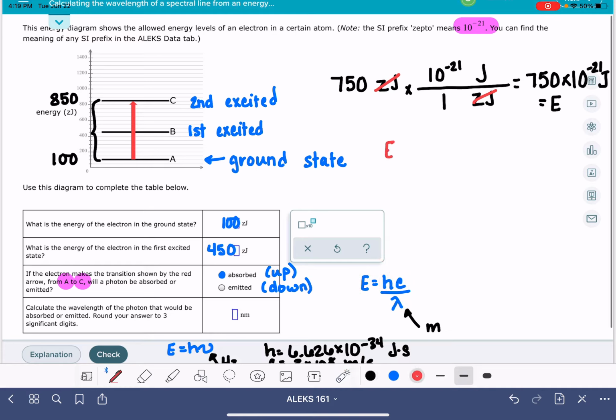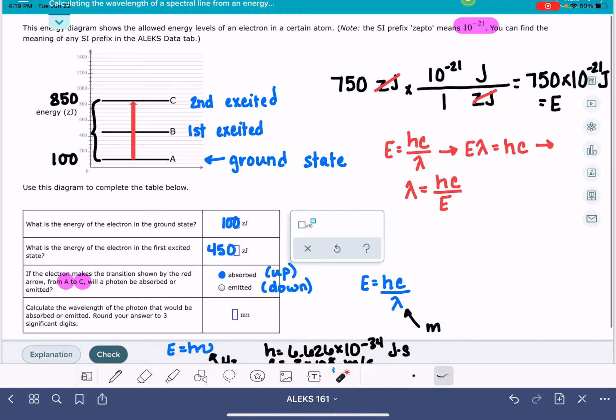I'm going to rewrite this equation, E equals HC over lambda. And then I'm going to algebraically rearrange it. So I get E times lambda equals H times C, just doing a little bit of algebra there to get rid of the fraction. And then I'm going to rearrange it one more time. Lambda equals HC over E.